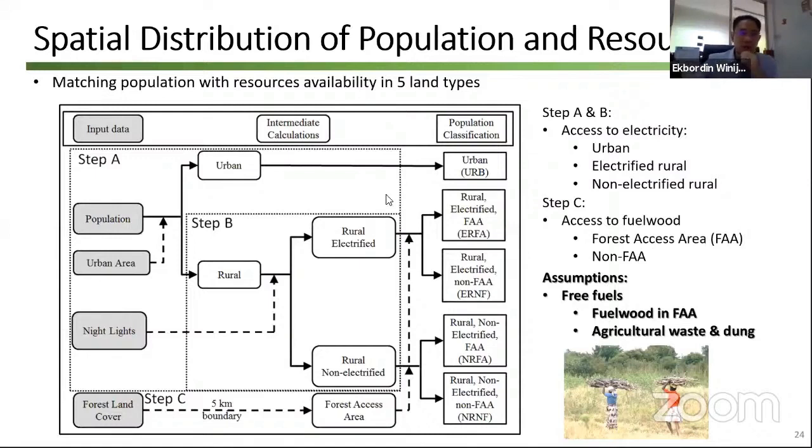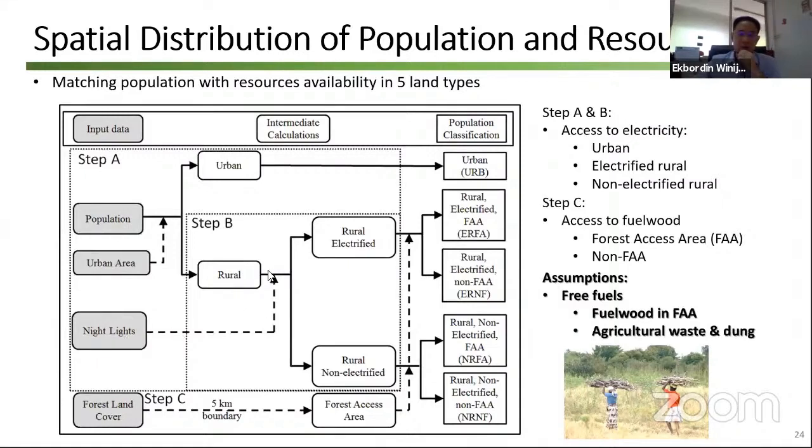So the methodology in this emission inventory is that I match population with the resources that are available in 5 land types. I start with the population distribution map. Then I use the 3 maps that I showed you in the previous slide, the urban area map, the nightlight map, and the forest land cover map, to identify urban areas. So I separate people into those living in urban areas and those living in rural areas.